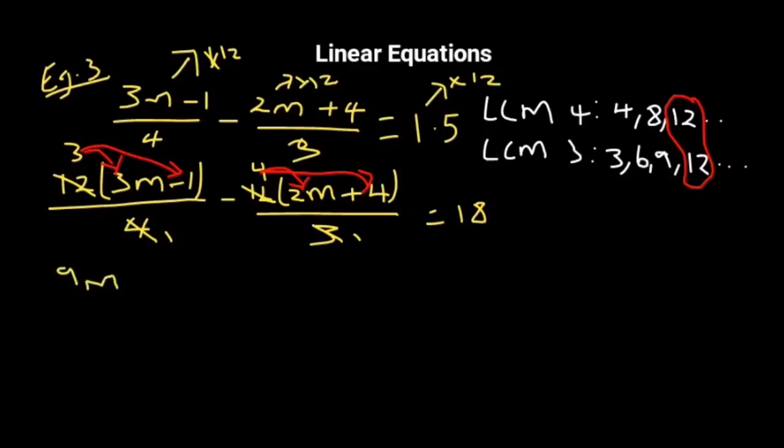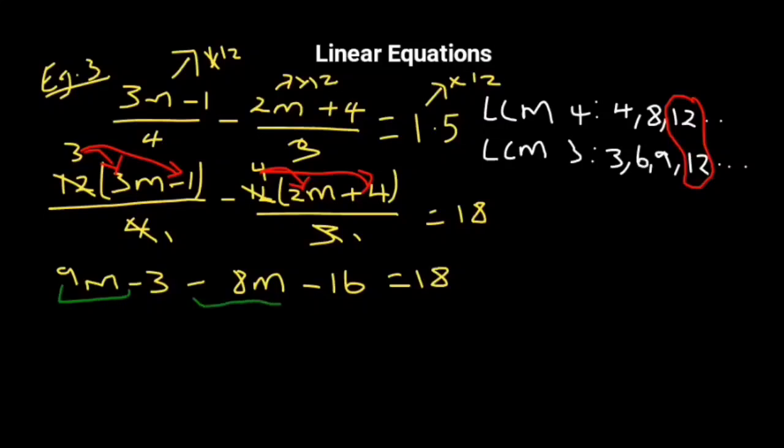So simplifying our first bracket, we'll have 9m, 3 multiplied by 3m, minus 3 multiplied by negative 1, which gives us negative 3. Negative 4, sorry, multiplied by 2m, which would give us a negative 8m, and then negative 4 multiplied by a positive 4, which would give us a negative 16, and that is all equal to 18. All we need to do now is simplify.